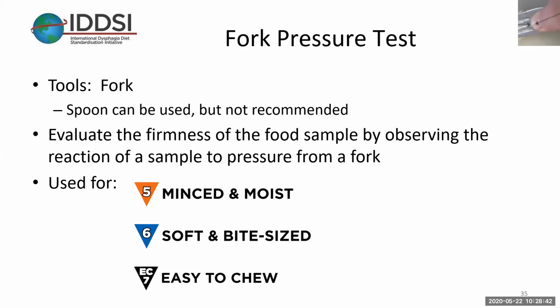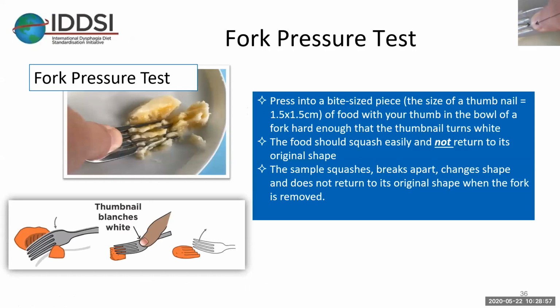In this test, we're evaluating the firmness of a food sample based on the effects of pressing on it with a fork. This is used for levels 5, minced and moist, level 6, soft and bite-sized, and level 7, EC, easy to chew. In this test, you press on a 15 by 15 millimeter piece of food with your thumb in the bowl of the fork with just enough force so that the tip of the thumbnail blanches white. The food should squash easily and not return to its original shape. To be acceptable, we do want to see that the sample is squashed, broken, and changing its shape.